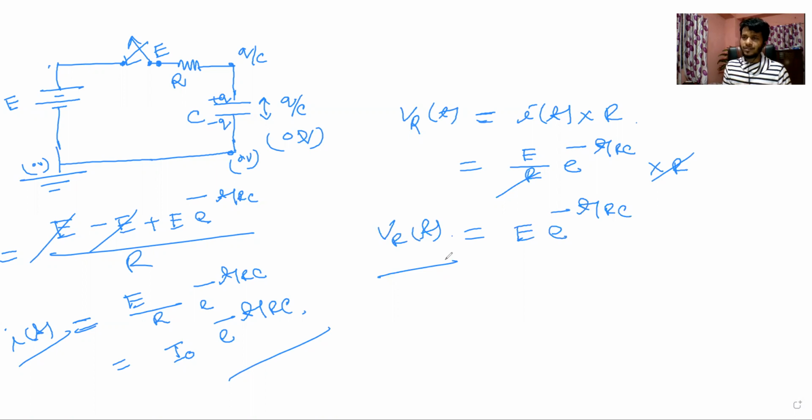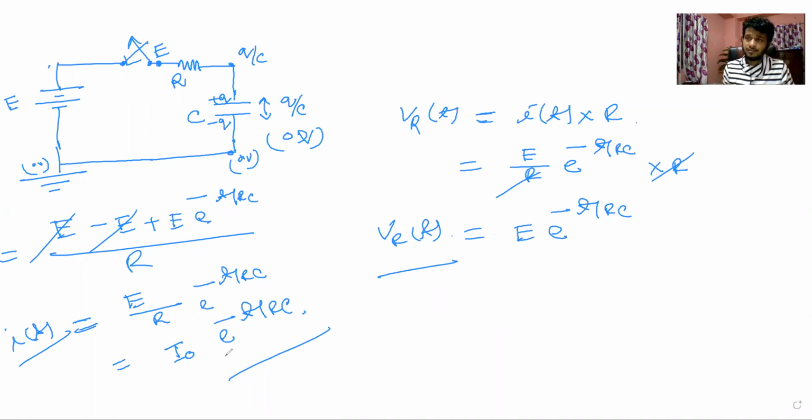Can you tell me what would be the value of VR initially at time t equals 0? Sir, E. It would be what? E volt. Yes. It would be E volt, right? Yes, sir. Okay, it would be E volt.